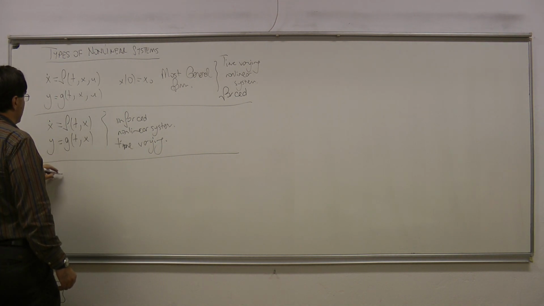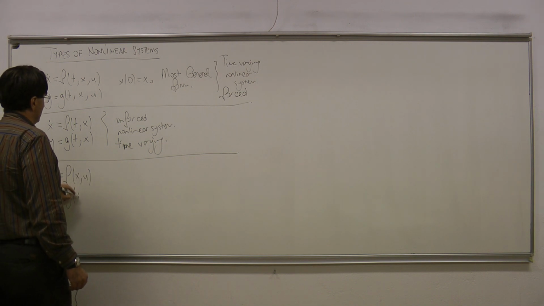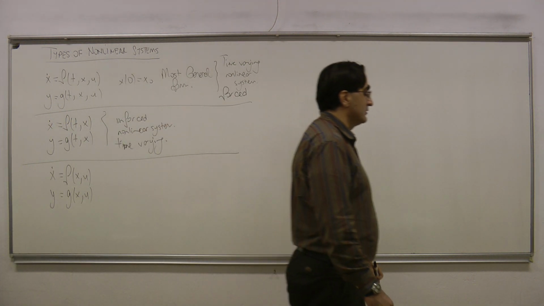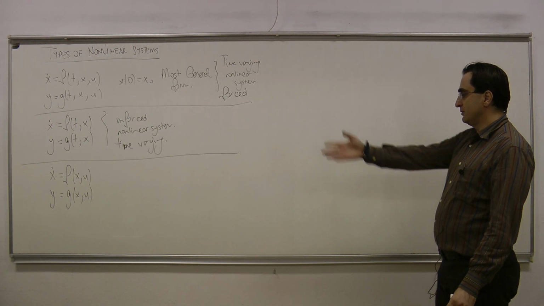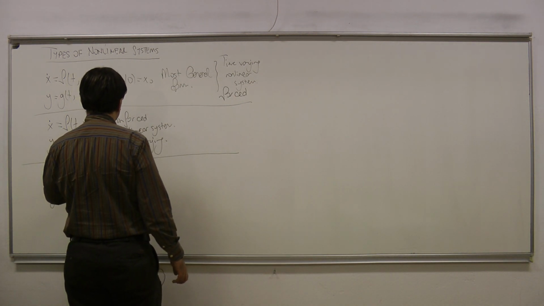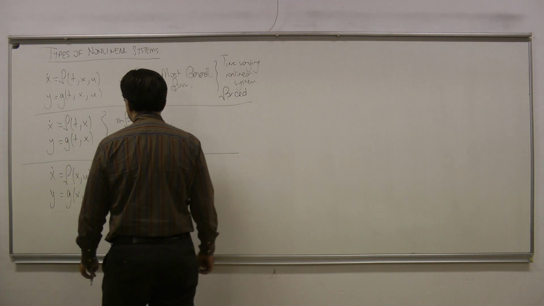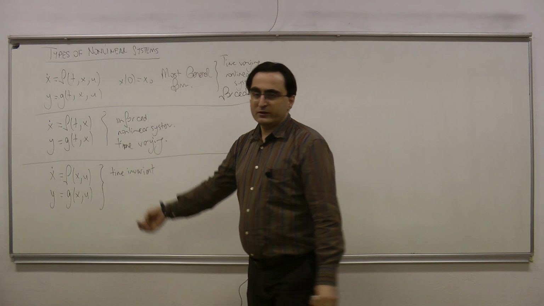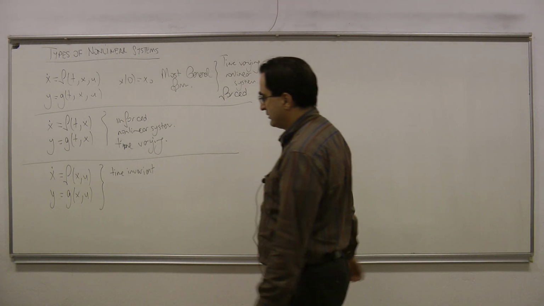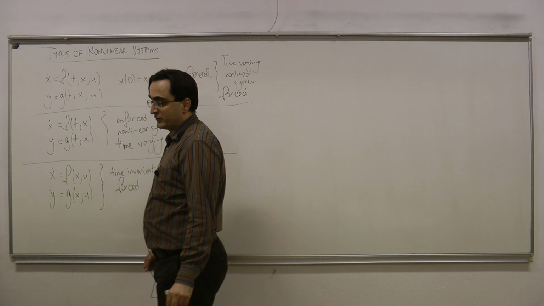time invariant case. X dot is equal to f of x, u and y is equal to g of x, u. Okay? In this case, we see that there is no explicit time dependence in the functions here. So that means that this system is a time invariant nonlinear system. And in this case, you see that there is an explicit dependence on the input as well. There is an input in that system. That means that this system is a forced system.